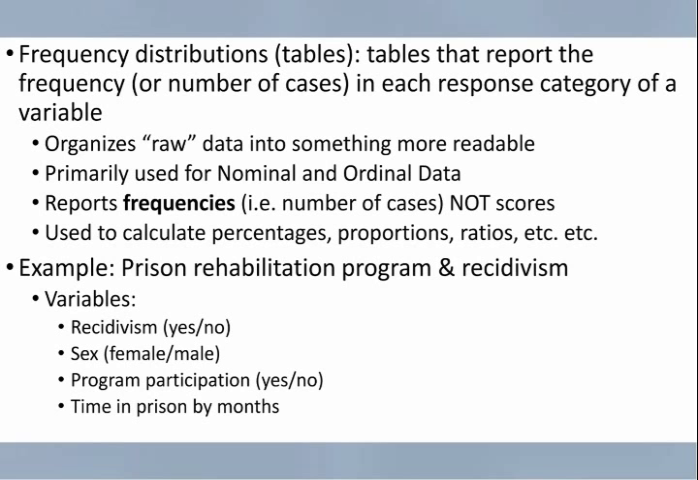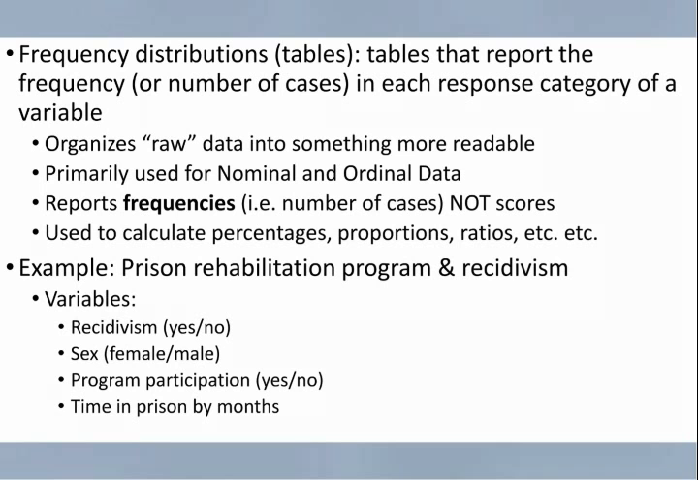Frequency distributions are primarily used for nominal and ordinal data, although not necessarily the case, but most often nominal and ordinal data. And what they do is report the frequencies of cases in each category, right? Remember, nominal and ordinal data are split up by different categories, and so the frequencies report the number of cases in these categories. And what we can do with frequency tables is use those to calculate things like percentages, proportions, ratios, so on and so forth.